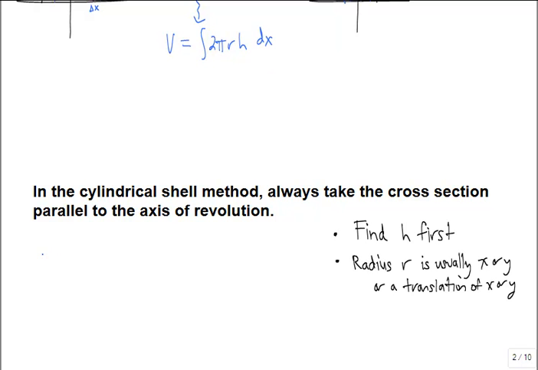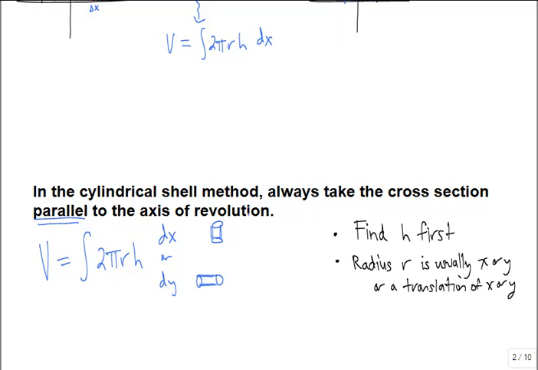So here's what the volume formula looks like. The integral of 2 pi r h, and it will be either dx or dy. You're going to use the dx's when your shells are vertical. So they would look like this. You're going to use dy's when your shells are horizontal, like this. And the way you determine which way your shells go is you always want to take your cross sections this time parallel to the axis of revolution.